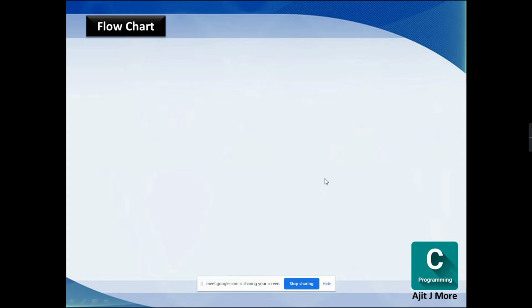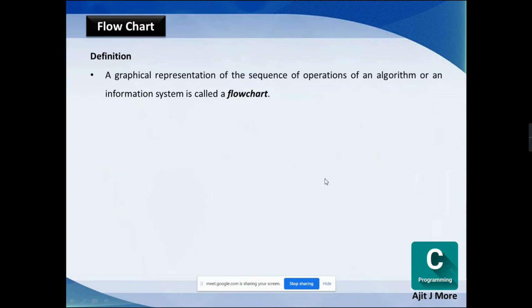Getting? And many times it's said the graphical, pictorial way is easier to understand than the descriptive way, right? Therefore flowchart is more preferred. But again, a flowchart also has its own merits and demerits. So what you can call a flowchart, as I said, is a graphical representation of the sequence of operations an algorithm or your information system is going to do. So the graphical representation of the sequence of operations of an algorithm is called a flowchart.